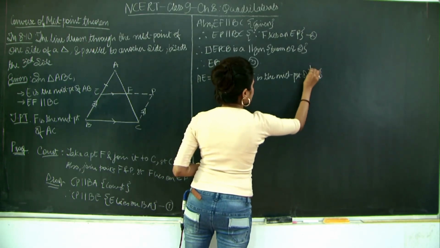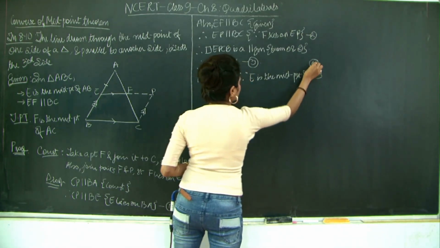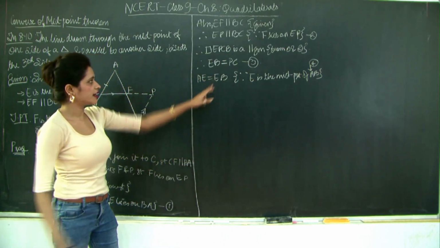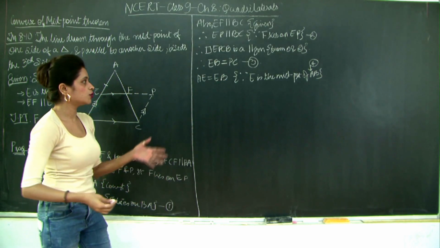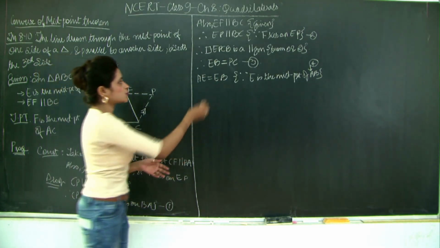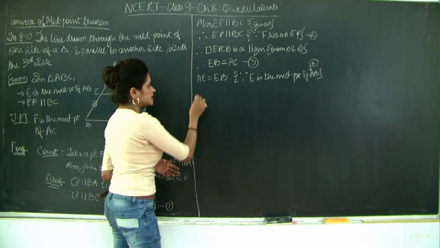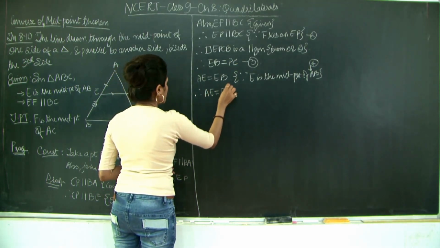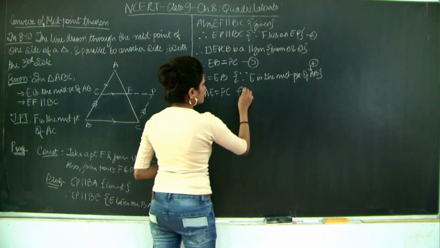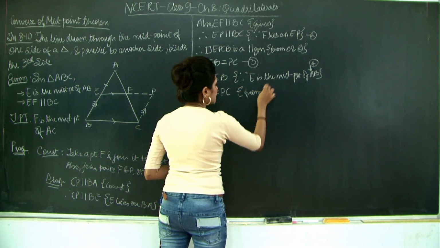Let's mark this as 4. So from 3 and 4, what do you get? From 3 and 4, you see equals over here, EB and EB. So equals that are equal to the same thing are equal to each other, which is why I get AE is equal to PC. Therefore, AE is equal to PC. I'll say from 3 and 4.